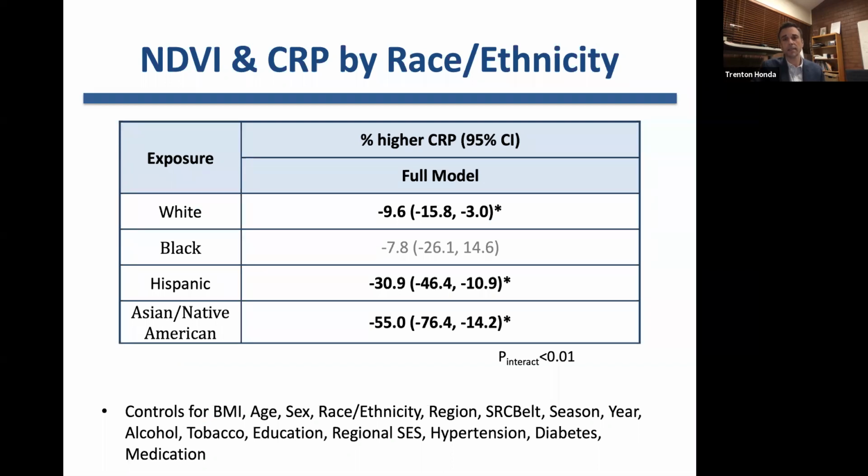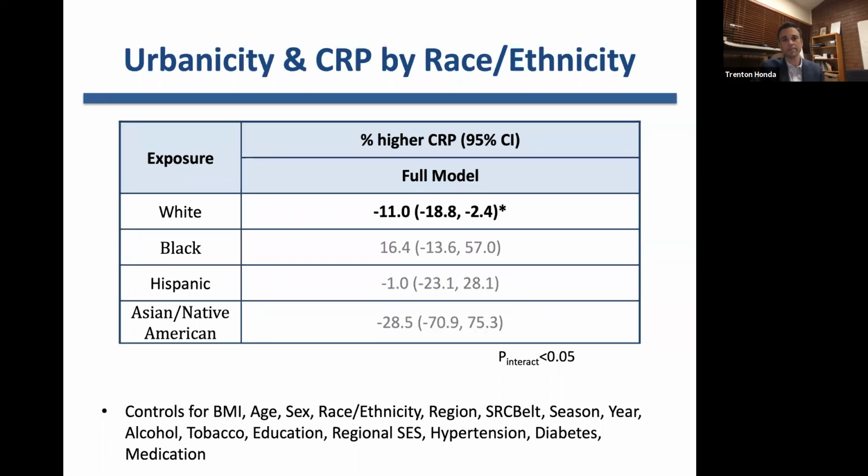And here we've reported the only association where we had a significant association with NDVI and CRP, and this was for race and ethnicity. And in this effect modification model, we found that white individuals, Hispanic individuals, and Asian and Native American individuals all had significantly different associations, but the highest associations were found in Hispanic and Asian and Native Americans. It's interesting that the increase in greenness would have a differential racial effect for the effect on systemic inflammation. When we looked at urbanicity and CRP by race and ethnicity, we found that the only significant association was observed in white individuals.